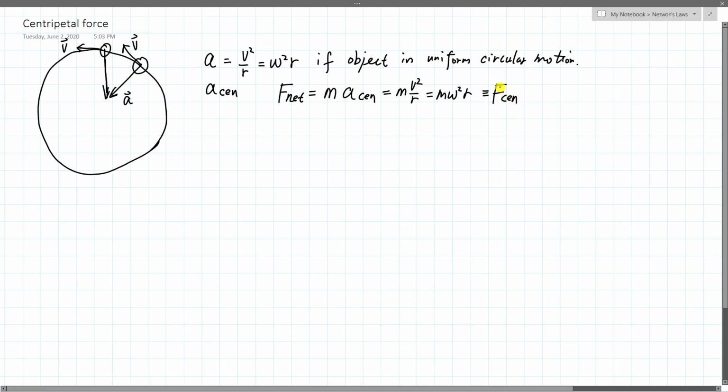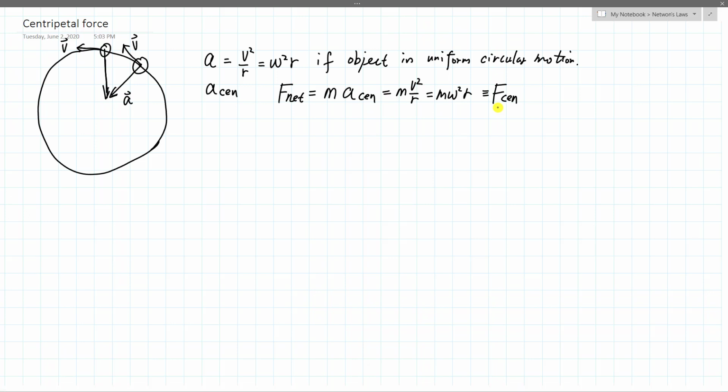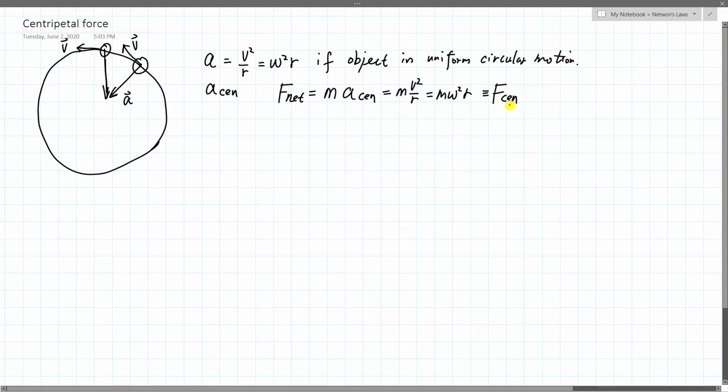And this force is not yet another force apart from the forces we're more used to, such as gravity or normal force from surfaces or friction or tension. It's not yet another force, it's just the net force. So it depends on the situation. Sometimes tension alone is acting as the net force.